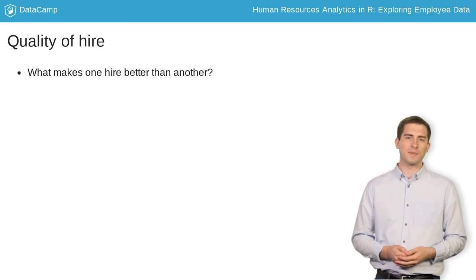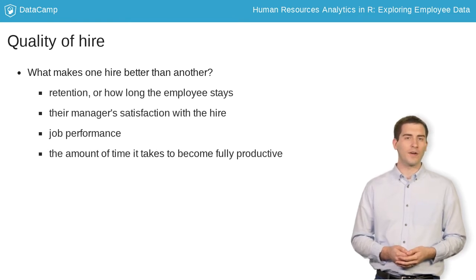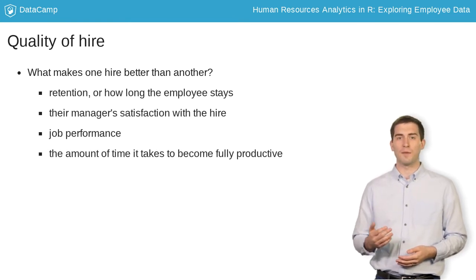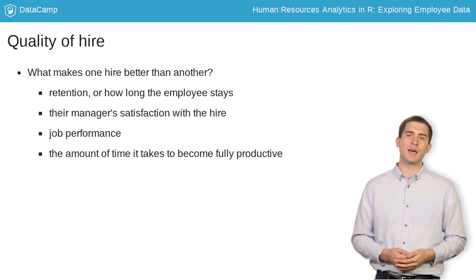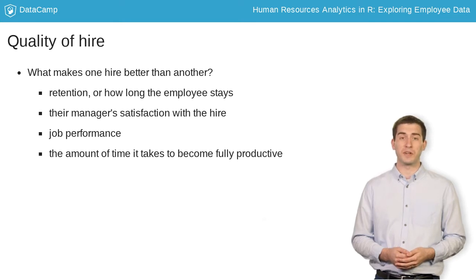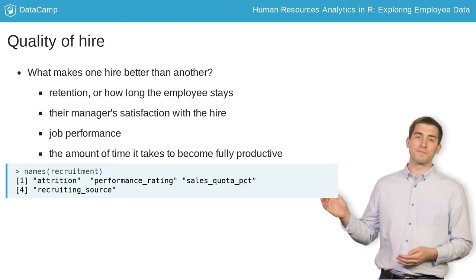There isn't one accepted way to compute it for every type of employee, but you can usually use metrics such as retention, hiring manager satisfaction, job performance, or time to productivity, which is the amount of time it takes for the employee to become fully productive. How exactly you combine these measures together into a single metric is something to discuss with stakeholders, including those in your talent acquisition department. In this chapter, you'll be working with these four variables.